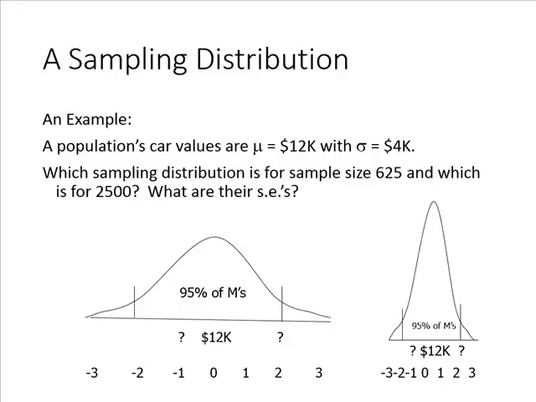Which sampling distribution is for a sample size of 625 cars, and which is for 2,500 cars? So we just learned something. We learned that as n goes up, what should happen? That sample mean should, not the mean will go down. What should the sample mean do? What should that curve do? Which of the two curves represents which number?